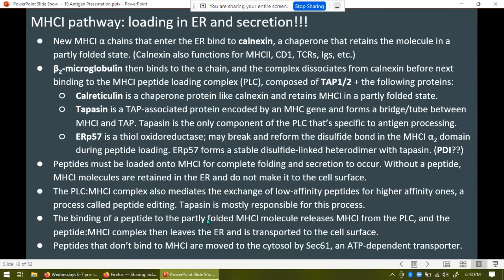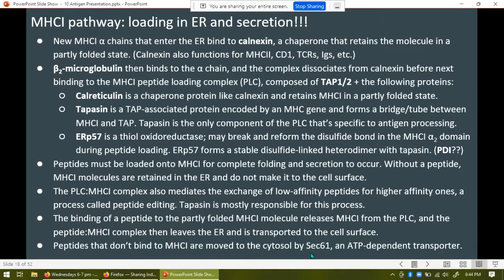The binding of a peptide to the partly folded MHC1 molecule releases the PLC from MHC1, so the peptide loading complex releases MHC1, and then the complex leaves the endoplasmic reticulum in a vesicle, and it is targeted to the cell surface, and it, of course, fuses with the cell membrane, and then you have your MHC1 up on the surface.